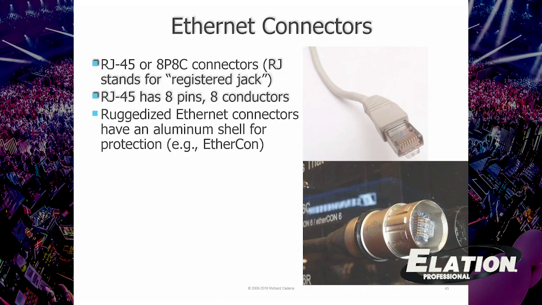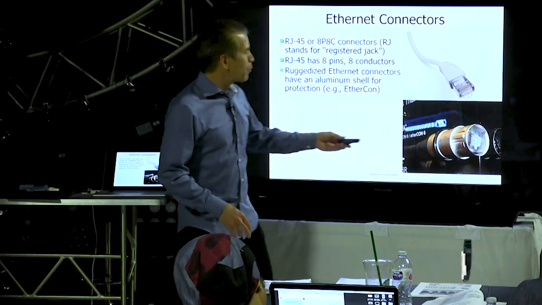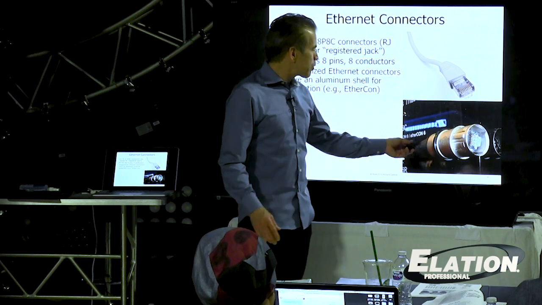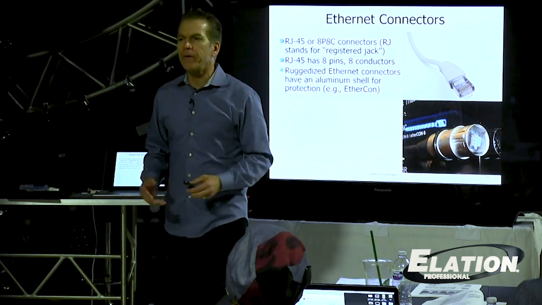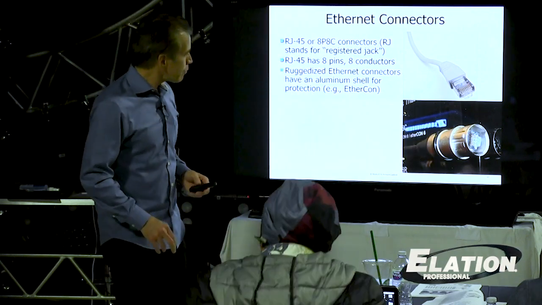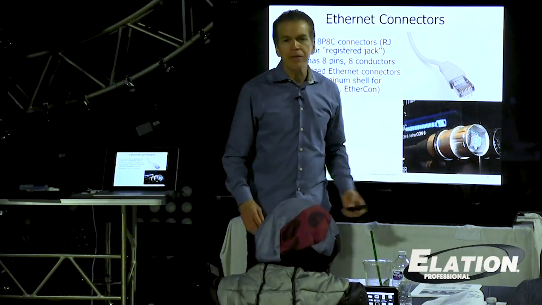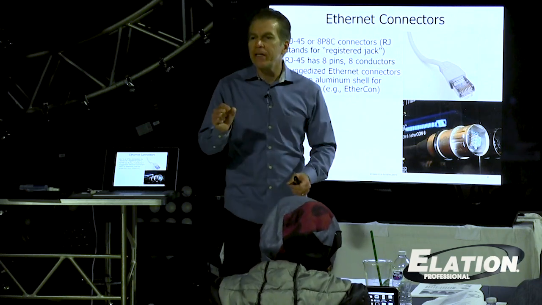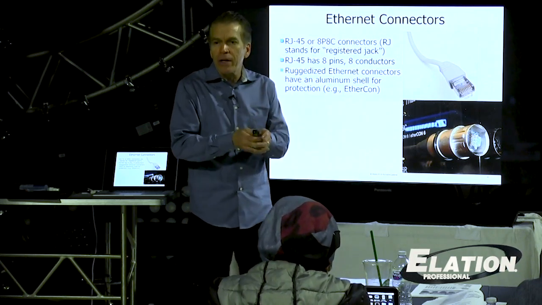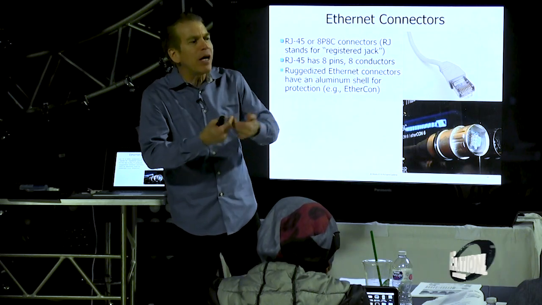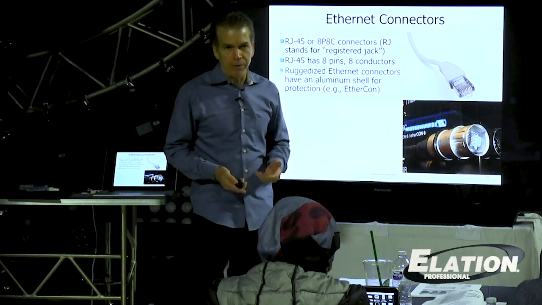Now, this is a ruggedized Ethernet connector, which is much better for portable applications because it has an aluminum shell that protects that plastic tab right there. So this particular brand, there's different brands. This one is a Neutrik Ethercon, but there's a few other brands out there as well. The thing you have to look out for in these connectors is that sometimes that plastic 8P8C connector gets pushed back into the shell, and then when you plug it in, it doesn't make good contact, and you start to have problems.